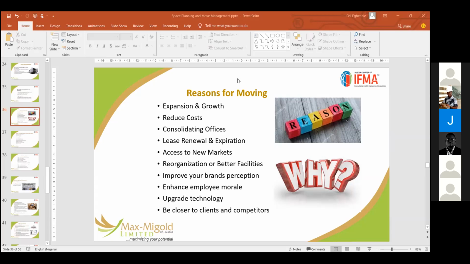Reasons for moving. There are some reasons why people move. This is why people move. One, expansion and growth. Two, cost reduction.